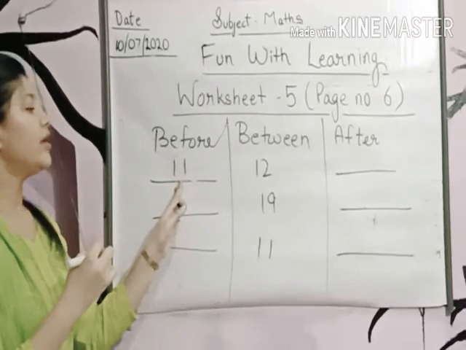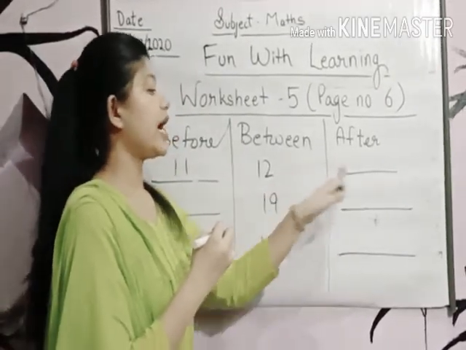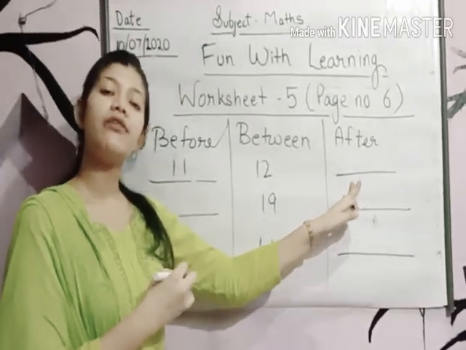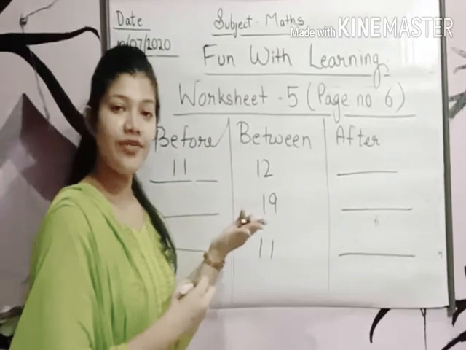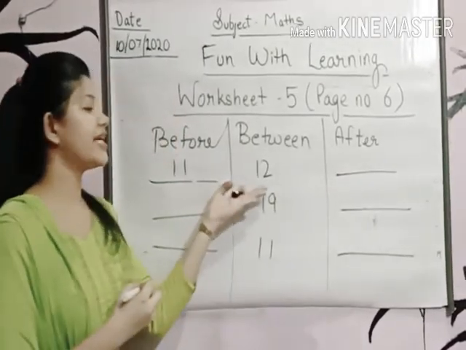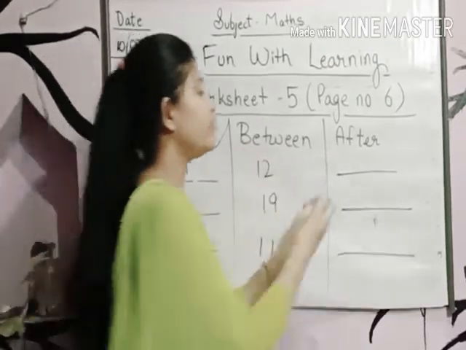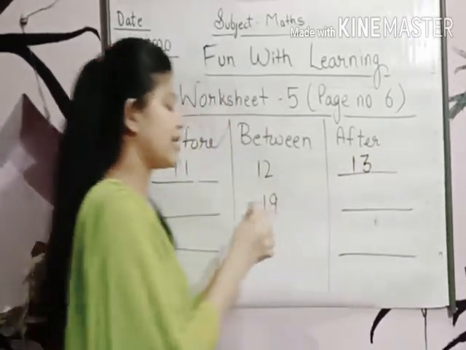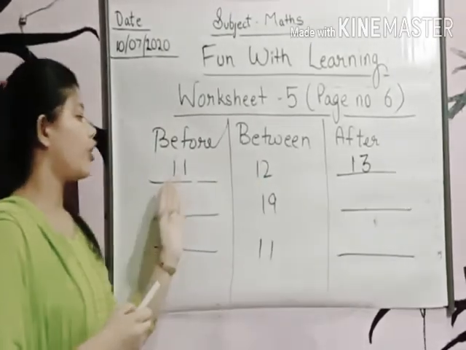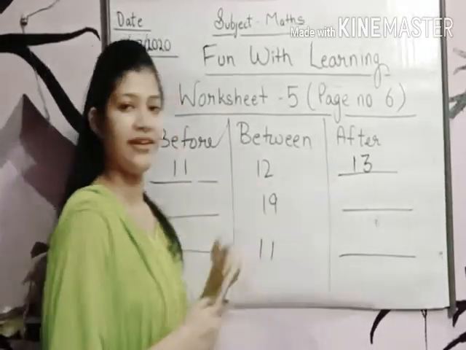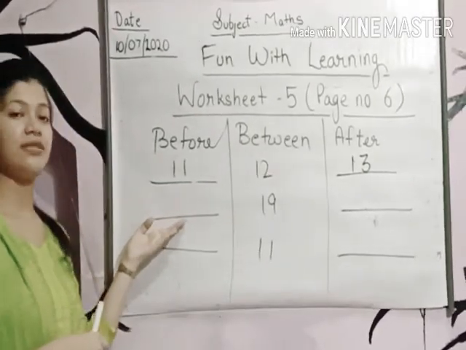Okay, now let's come to after number. Yes, now what comes after 12? What do you mean by after? After means to move one step forward. Yes, means what is the next number after 12? Yes, what comes after 12? 13. Yes, now you can check that 12 is a between number of this 11 and 13. Yes, clear? Now let's come to next blank.